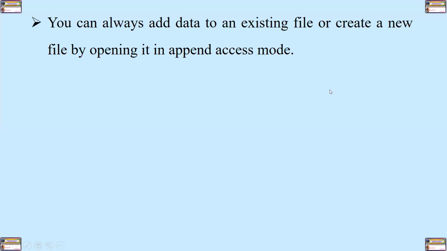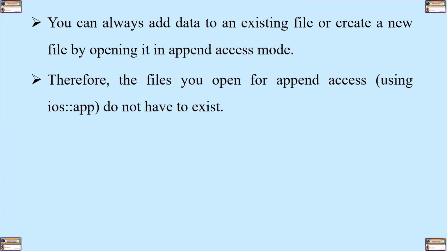You can always also add data to an existing file or create a new file by opening it in append access mode. Therefore, the files you open for append access using input-output stream append, that is APP, do not have to exist. In other words, you may want to append records in a file that does not exist. If you open a file in append mode, it will also create that file if it does not exist. And if it exists, it will just open it in a mode that will be ready for addition of records.